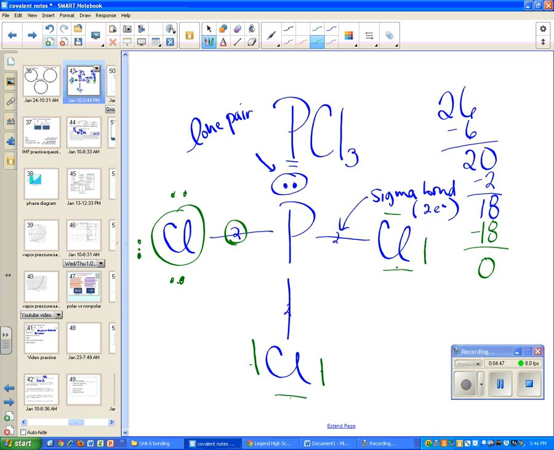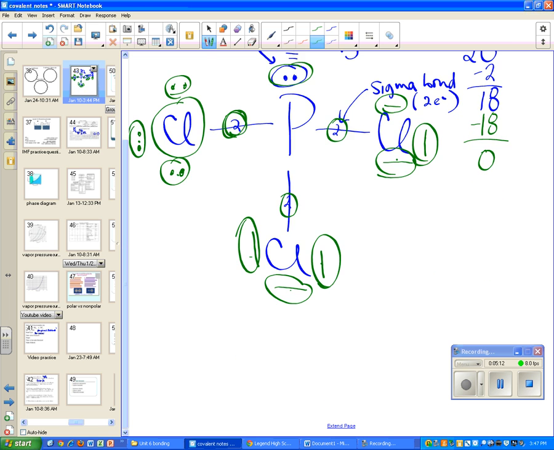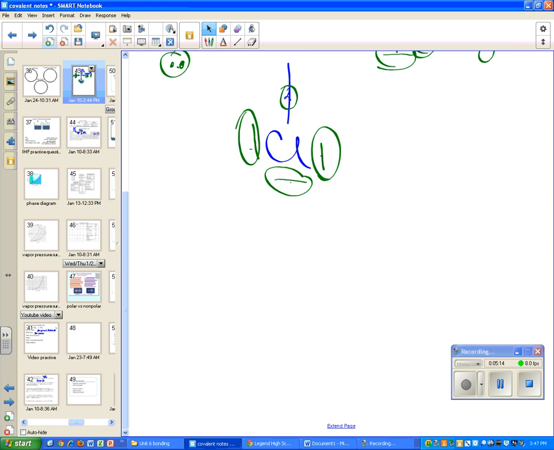A good idea is to make sure that I actually use the 26 electrons, no more, no less. So I'm going to count those real quick. 2, 4, 6, 8, 10, 12, 14, 16, 18, 20, 22, 24, 26. I'm good.